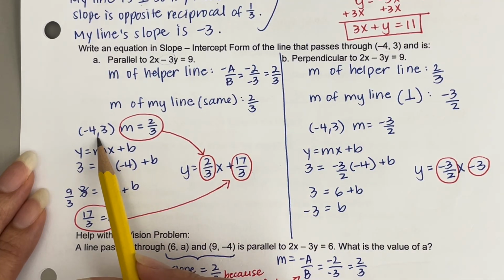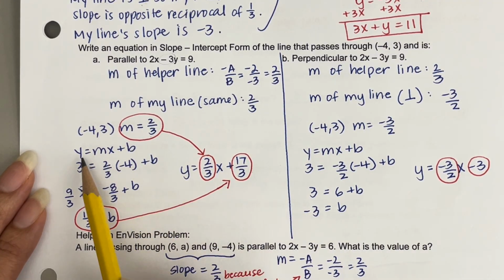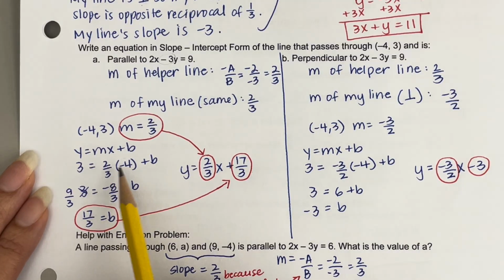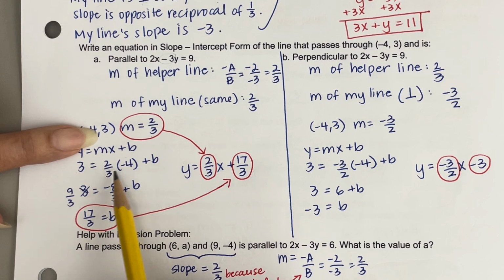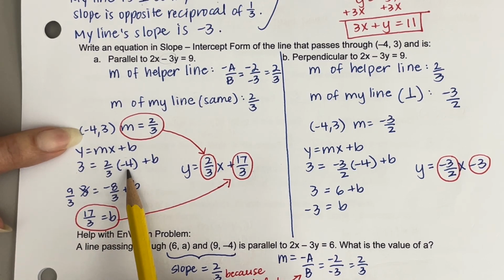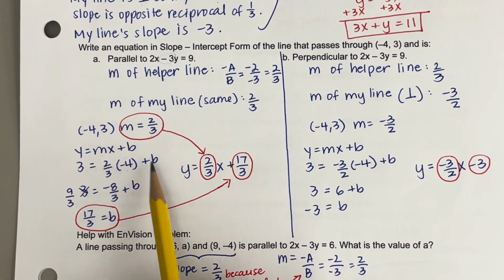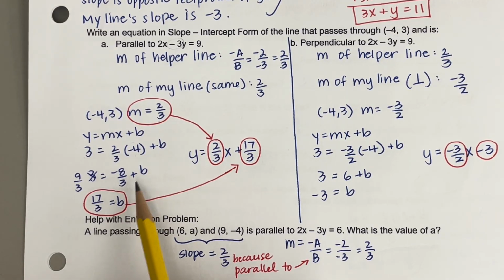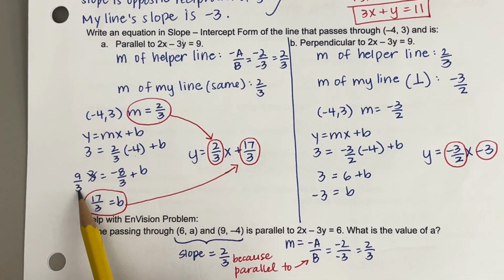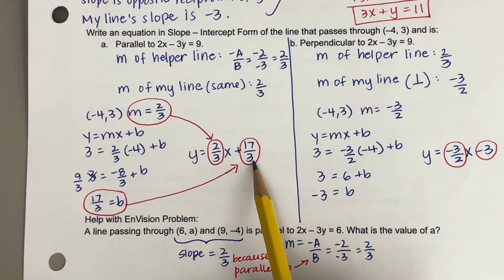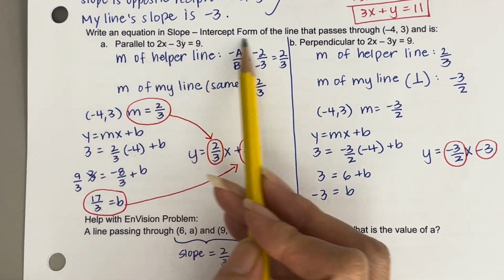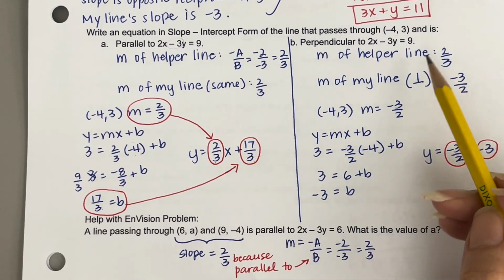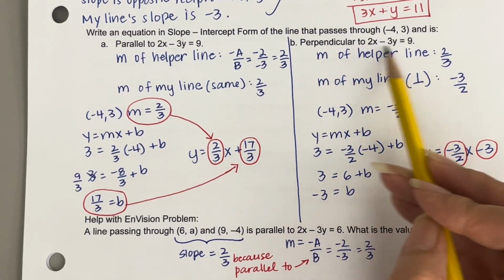Now I'm going to take the point and the slope and plug it into slope-intercept form. You can do point slope form as well. 3 is the y, there's my m, and that's my x, and I'm solving for b. Now b is a fraction, it doesn't look so good, but 9/3 plus 8/3 will give me 17/3. So my b is 17/3, my m is 2/3, and I wanted the final answer in slope-intercept form, so this is good.